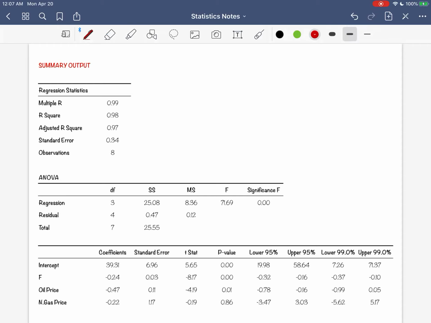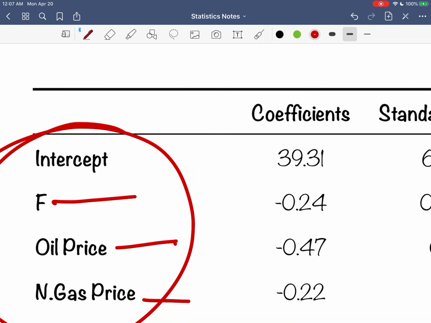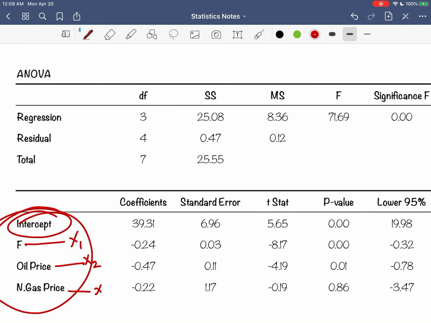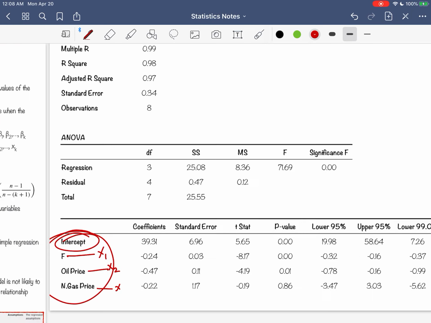First things first, immediately we know it's a multiple regression. There are three variables, x1, x2, x3. You heard me correctly. This is x1, this is x2, this is x3. This is just the intercept. Please don't think that that's the first variable. You can be misled and get some answers wrong if you do.